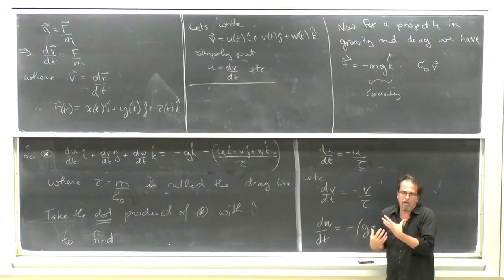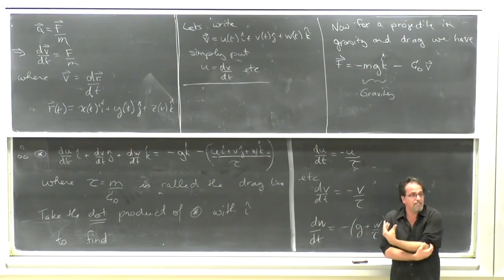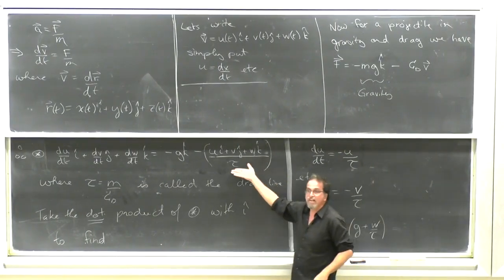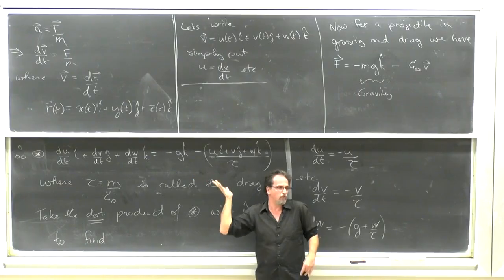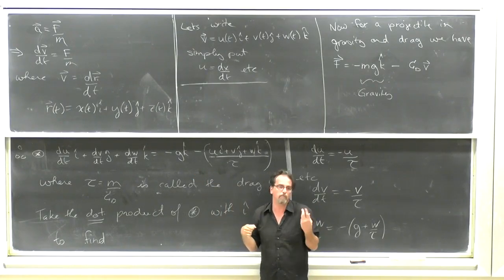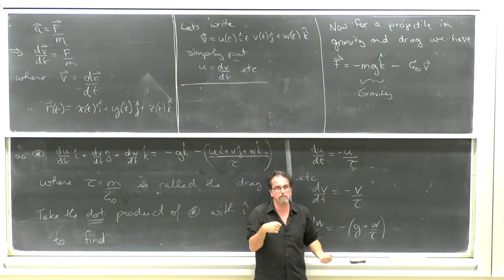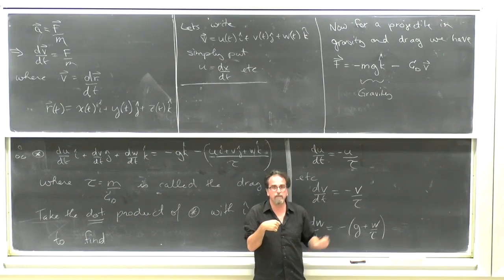You don't have to do this dot product, but that's really what it does: it interprets what you mean by a vector equation. A vector equation in 3 dimensions is really 3 regular equations, 3 scalar equations. Okay? And that's what you have over here.